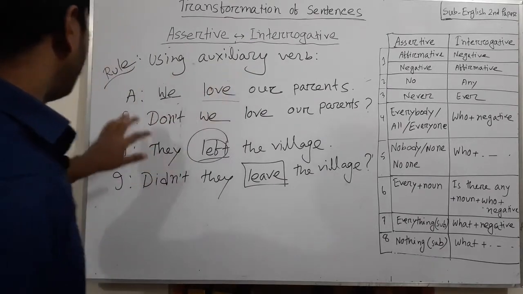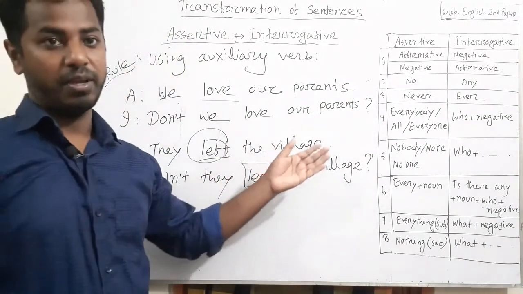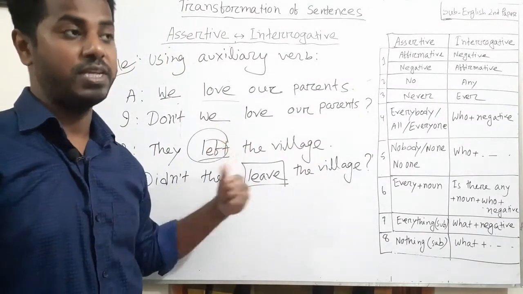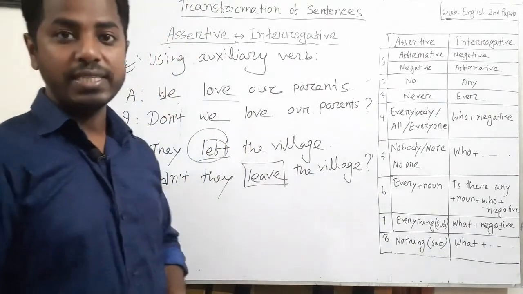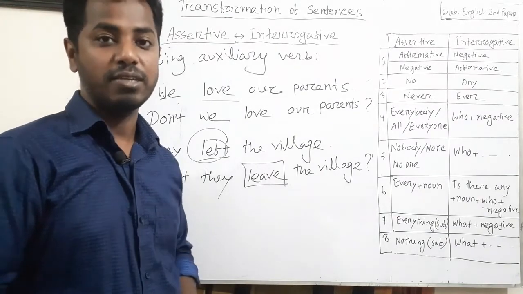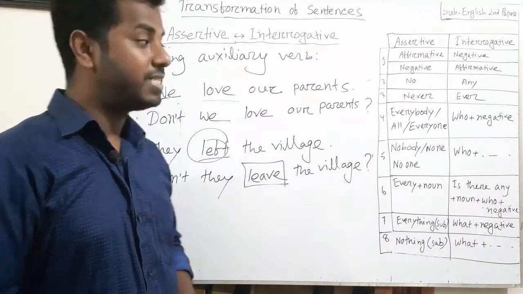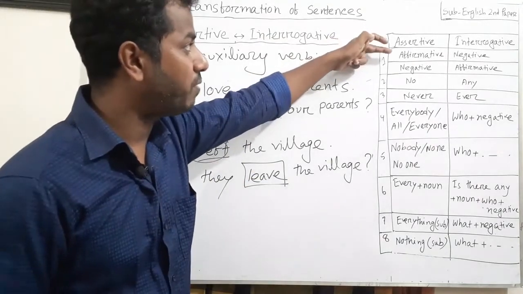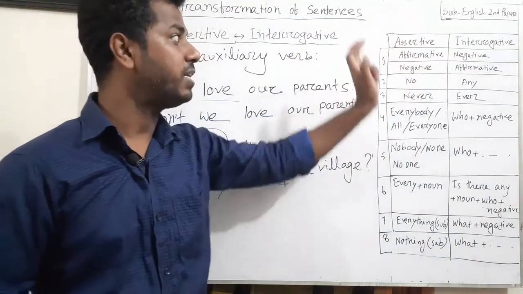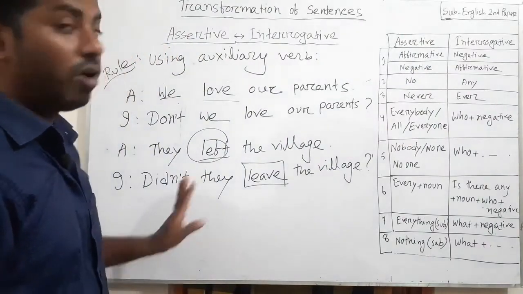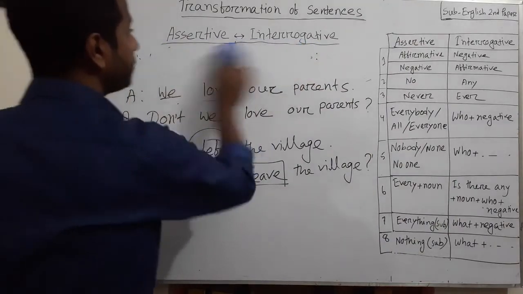Let me revise it. If there is an auxiliary verb in the assertive sentence, you have to write the auxiliary verb at the beginning of the sentence before the subject to make it an interrogative sentence. And if there is no auxiliary verb in the assertive sentence, you have to bring do, does, did as the auxiliary verb. In present indefinite tense you have to bring do, does, and in past indefinite tense you have to bring did as the auxiliary verb. And if the assertive sentence is in affirmative form, it will be negative in the interrogative sentence, and if the assertive sentence is in negative form, it will be affirmative in the interrogative sentence. Okay, so I hope you have understood the first rule.